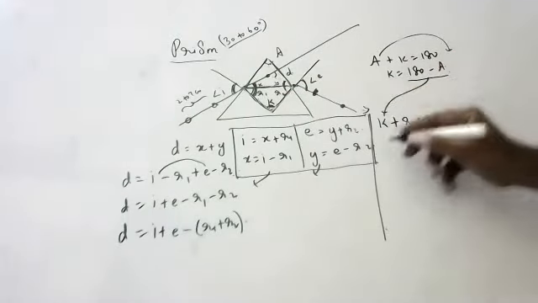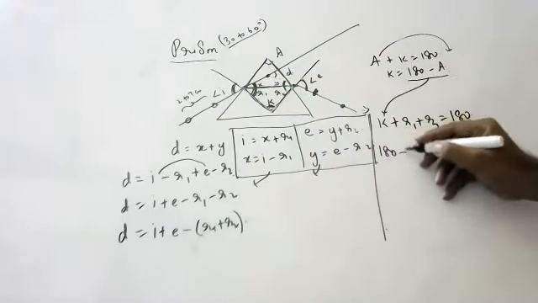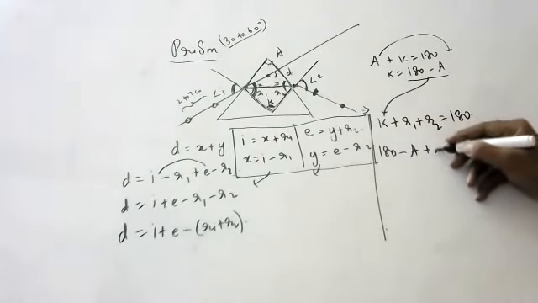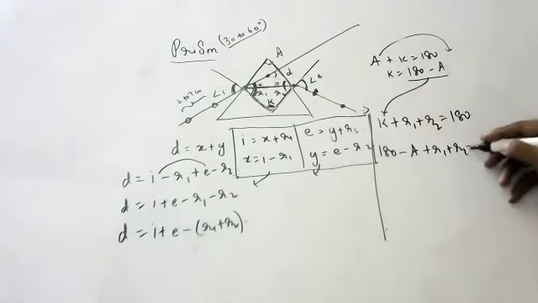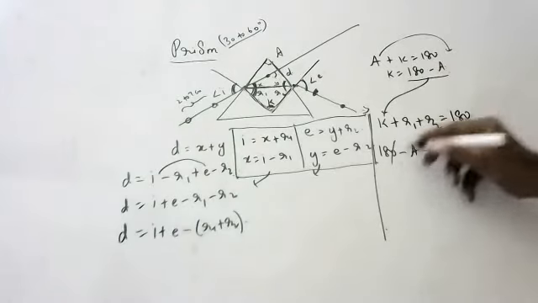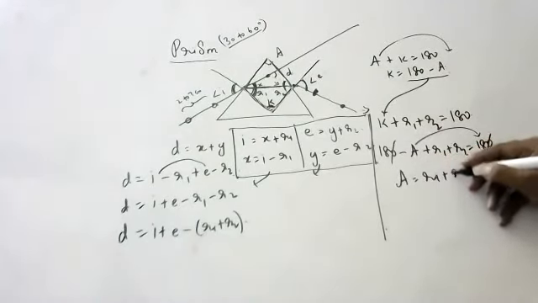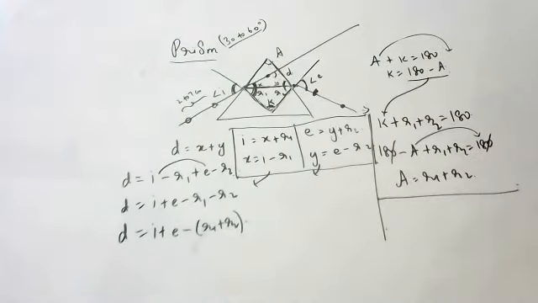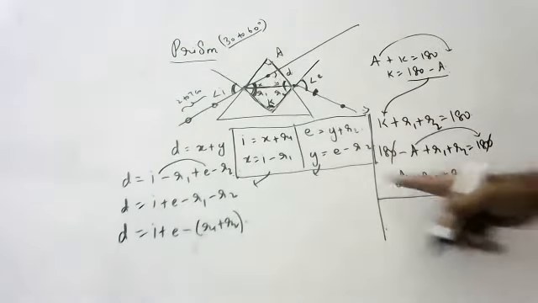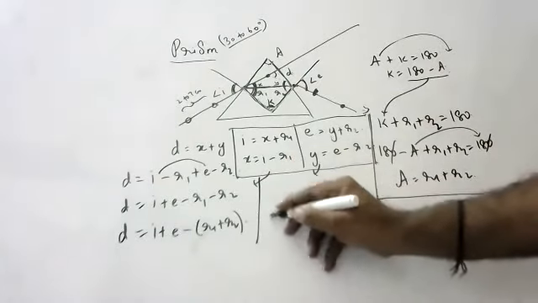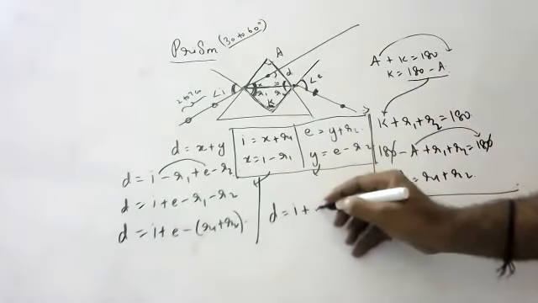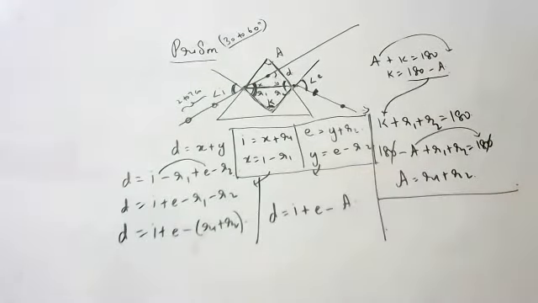That I will substitute here. 180 minus A plus R1 plus R2 is equal to 180. 180, 180 cancel. A is equal to R1 plus R2. Okay, this A you substitute here. So deviation is equal to I plus E minus A.